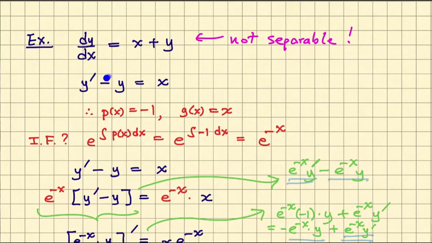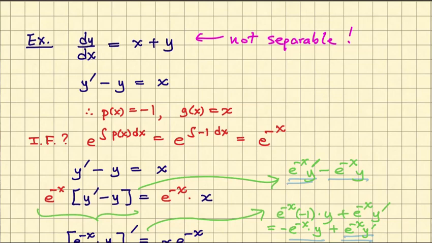I can read off that my p is minus 1, my g is x. The key thing is that my p is minus 1. So my integrating factor is e to the integral of my p of x dx. So that's e to the integral of minus 1 dx. So that's just e to the minus x. Notice I don't need a plus c when I do these integrals because I don't need to find the most general integrating factor. I need to find any integrating factor that works. And so by not worrying about the plus c here, I'm effectively taking the c to be 0. And so that will be an integrating factor that works.